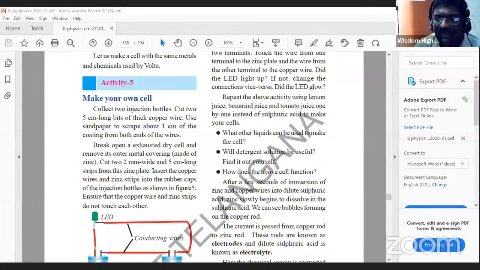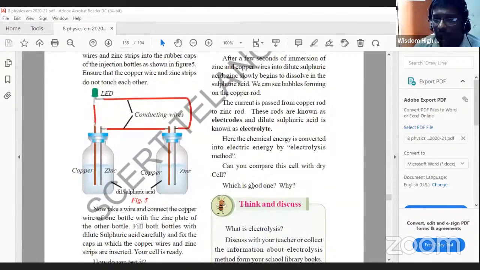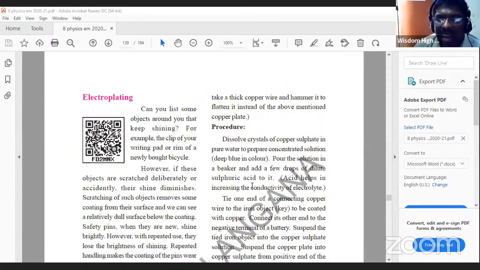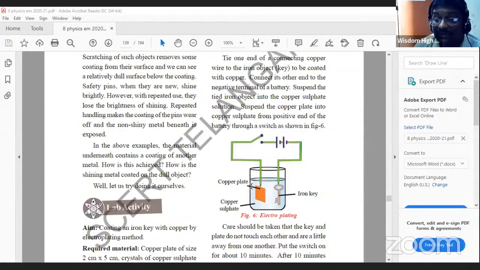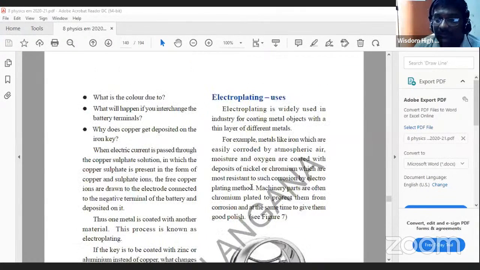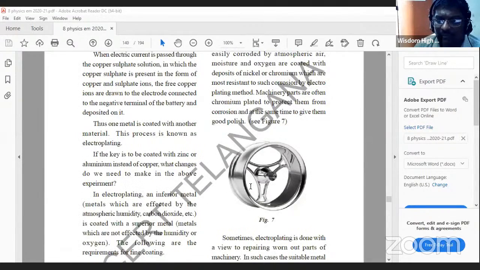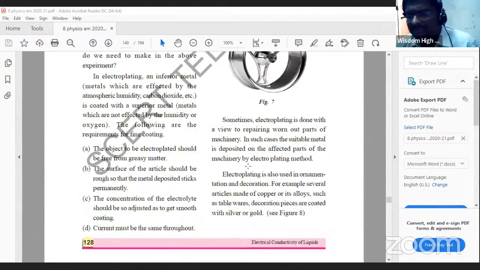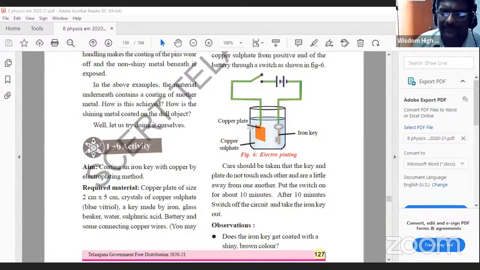What materials are required for making our own cell? What is an electrolyte? What are electrodes? And what are the applications of electroplating, where we use it in our daily life? If we discuss that, the lesson will be over. Tomorrow we will discuss that. Now I am going to ask questions.